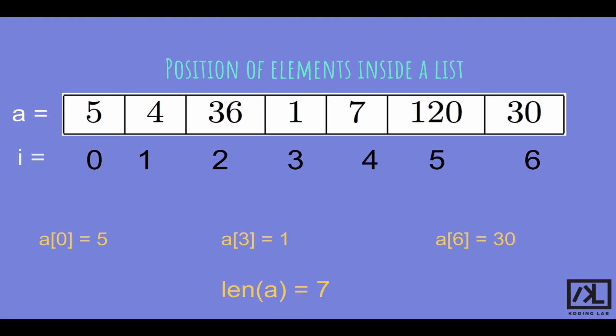Take note that the last index is always len of A minus 1, or the length of my list minus 1. Why is that? Because I start the counting of my elements from 0. So let's take some exercises to understand the lists better.